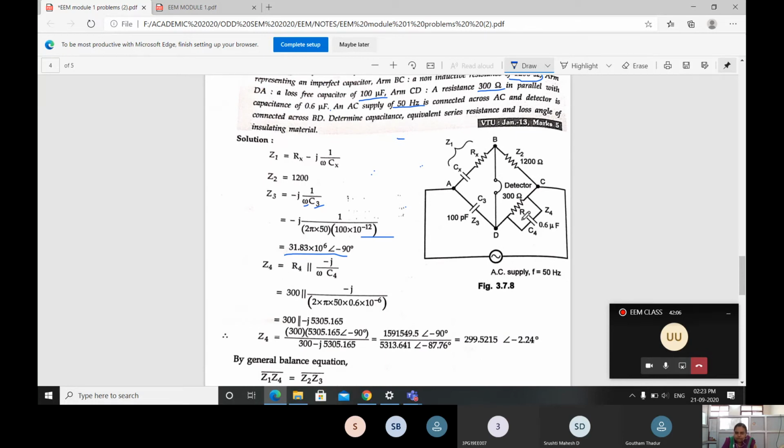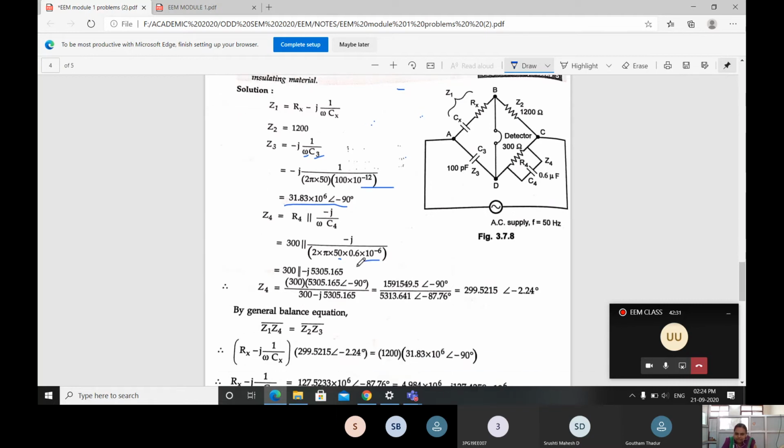Then our Z4 is a resistance in parallel with a capacitance. What can I write? Resistance is 300, minus j divided by 2 pi, f is 50, and C4 is 0.6 into 10 raised to minus 6. C4 is given in microfarads. Solving for this, after taking 1 divided by the whole, you will be getting minus j 55,305.165.